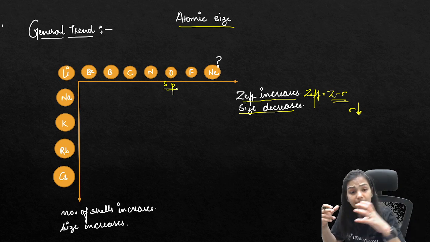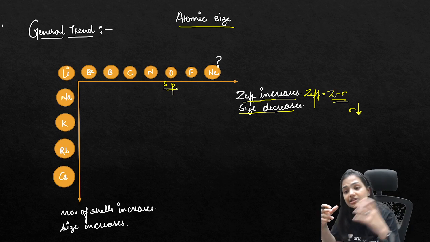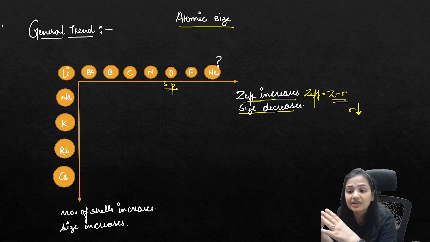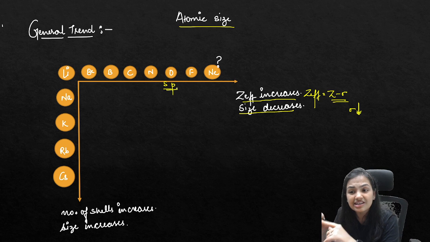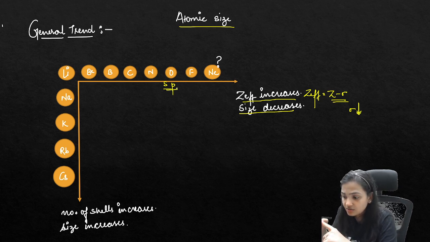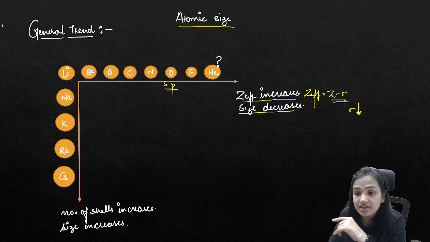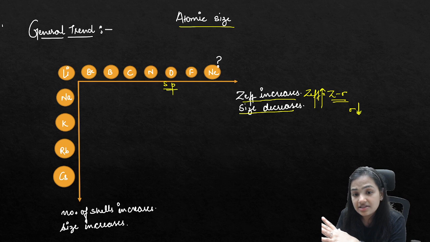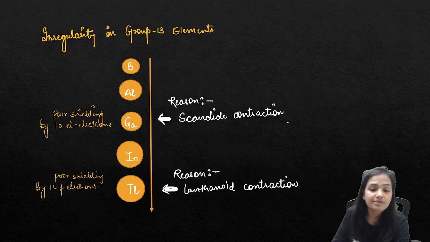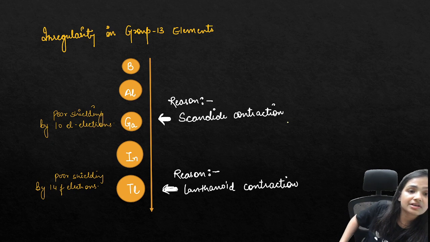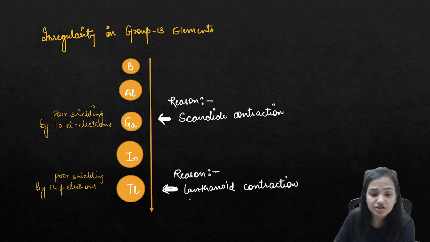So here what is happening? The number of protons are increasing. And we know that when the sigma, that is the shielding, decreases, the Z effective increases. Okay, and if the Z effective increases, the size decreases. Okay, so this is it. So this is the application of Z effective. Then the application of lanthanoid contraction can be seen in the case of the thallium.